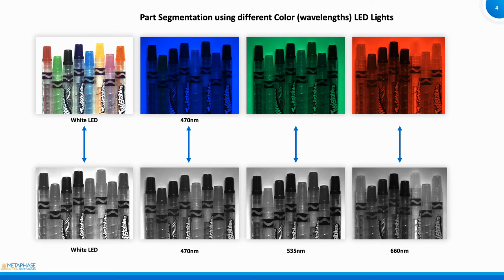And the same would be for the green. We could switch to a green light source, which would highlight the green markers in the scene, at 535 nanometer, and finally the red or 660 nanometer light would be used to highlight the red markers. Metaphase makes monochrome, but also makes multispectral light sources where there's an RGB in the same light source, so you can do some color mixing or just have a single light source to extract the different color markers.